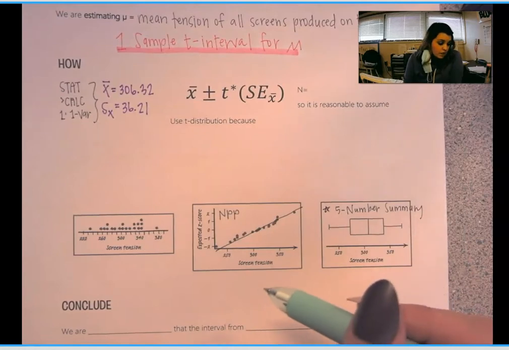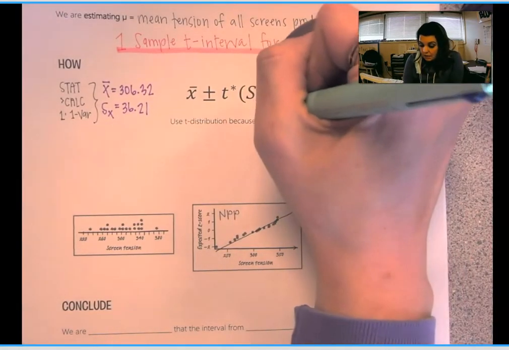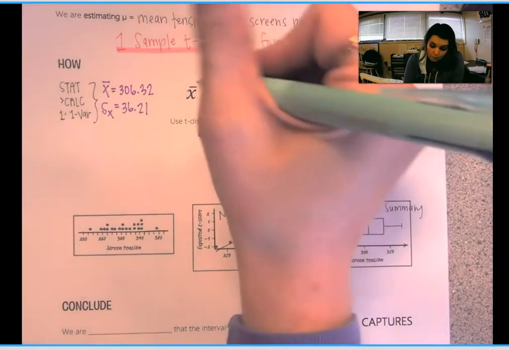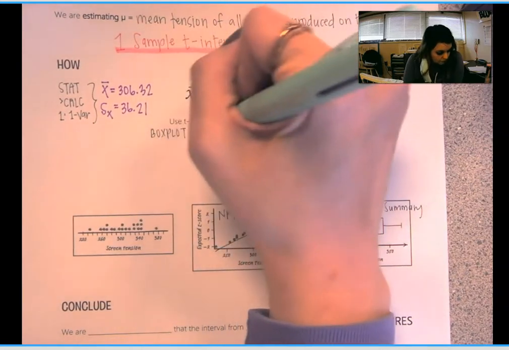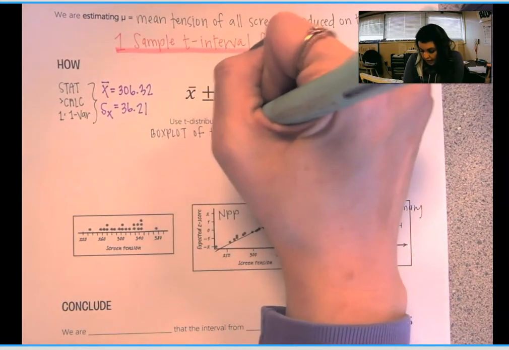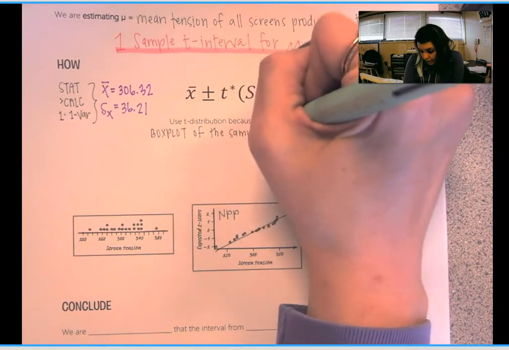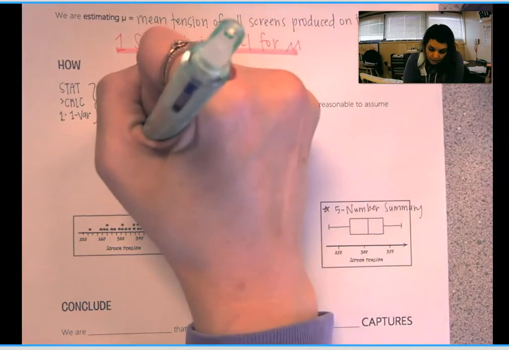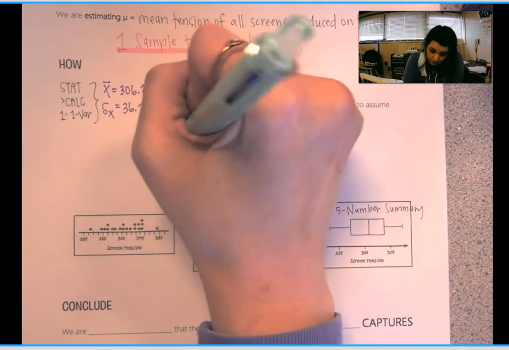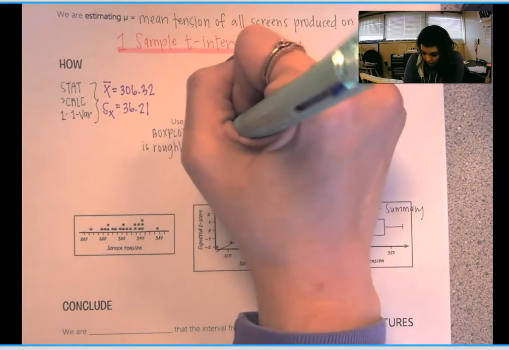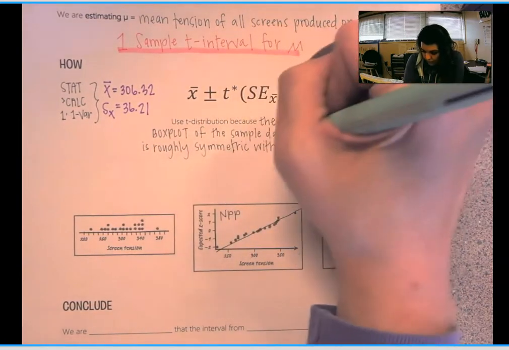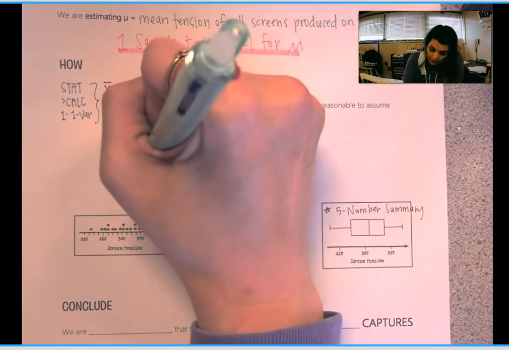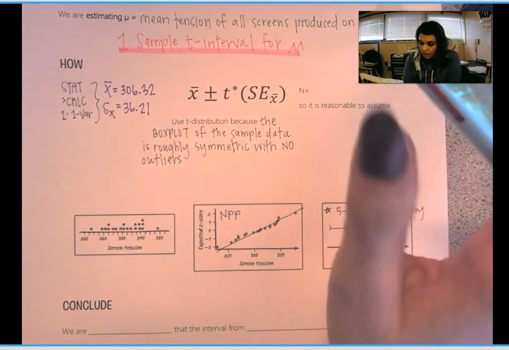We can use a t-distribution because the box plot of the sample data is roughly symmetric with no outliers. Pause if you need more time to write that.